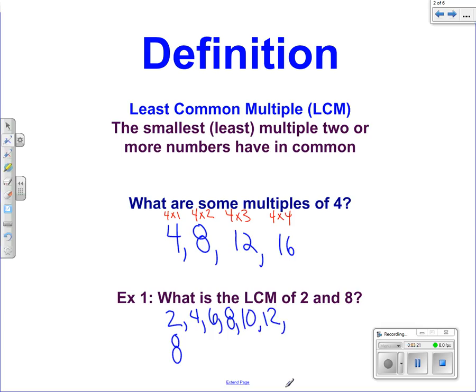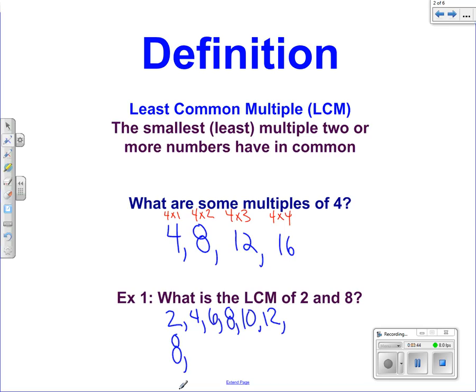A whole number has an infinite number of multiples. There's no way to list them all out. You couldn't do it. You would end up six feet under before you could list out all the multiples. It's impossible. So here's what you do. You just list a handful. And let's do the same thing for 8.